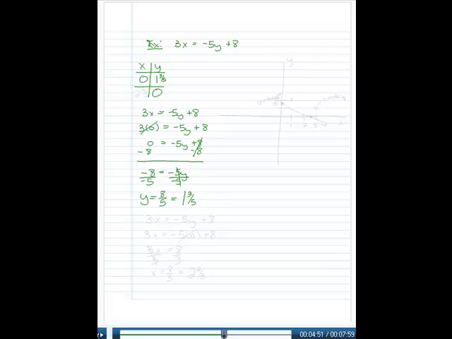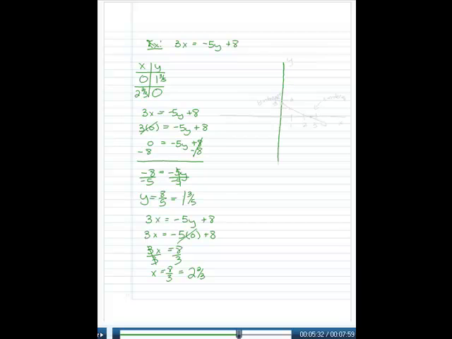I'm going to do this one more time, but this time I'm going to make y 0. So let's get 3x equals negative 5y plus 8. Y is going to be 0. So I'm going to plug in 0 here. That cancels. So I get 3x equals 8. And to get x by itself, I'm going to divide by 3. So I get x equals 8 over 3. But again, for graphing purposes, let's make it a mixed number. 3 goes into 8 2 whole times with a remainder of 2 divided by 3. So when y is 0, x is 2 and 2/3.